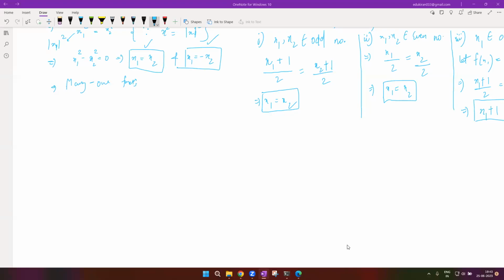Any function which is 1-1 and onto, we can find the inverse function. So to check whether a function is invertible, we check for 1-1 and onto. So one step is done, but that is not in the syllabus now.